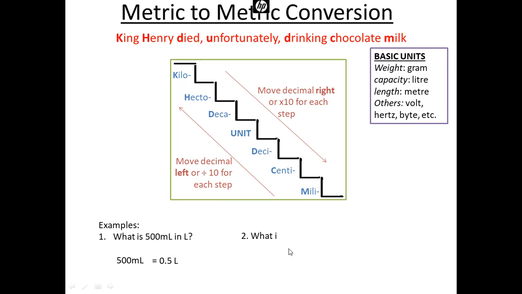Second example, what is 130 kilometers in centimeters? So kilometers down to centimeters, we would take 1, 2, 3, 4, 5 steps. I'm moving my decimal 5 steps to the right. Now I've written 130.000. I'm going to take this and move it 5 spots. I'm going to add 2 more zeros. That's 1, 2, 3, 4, 5.